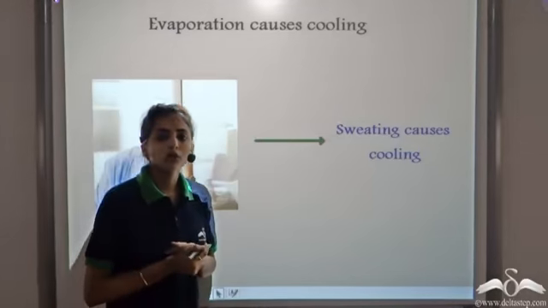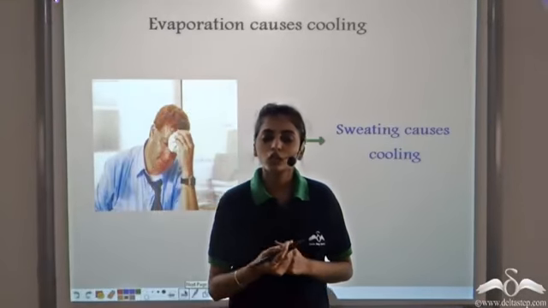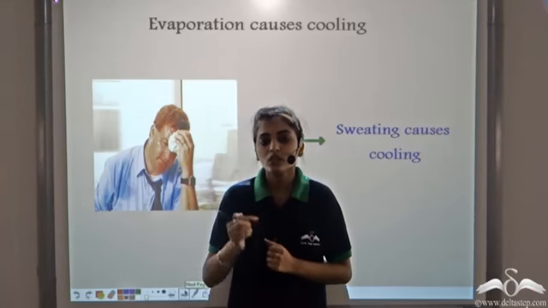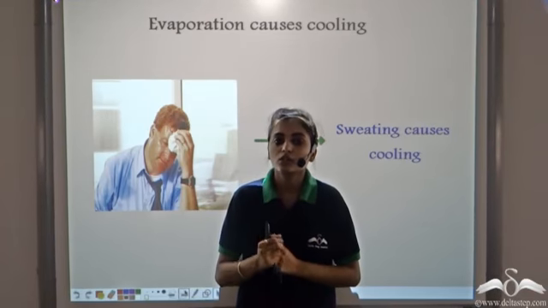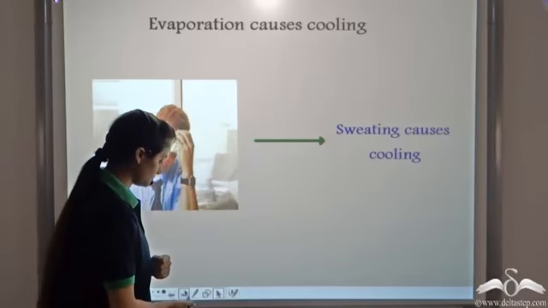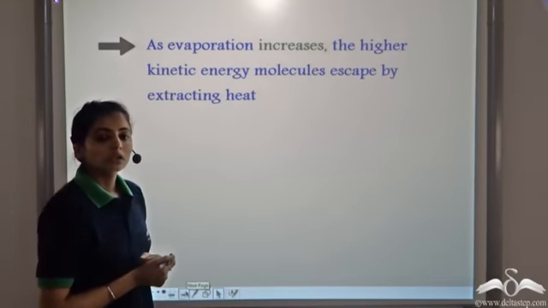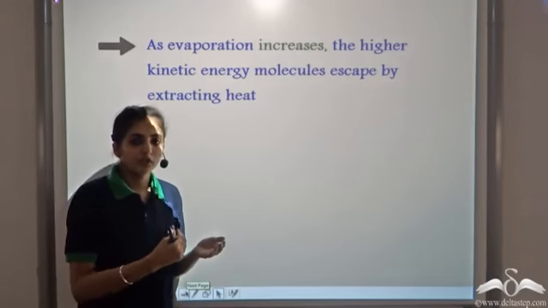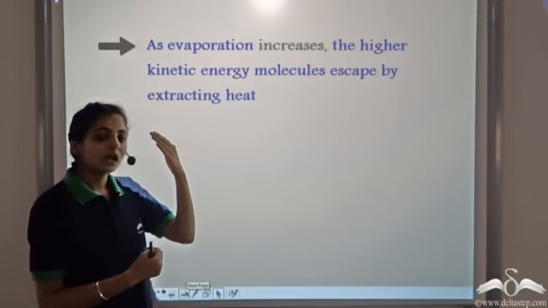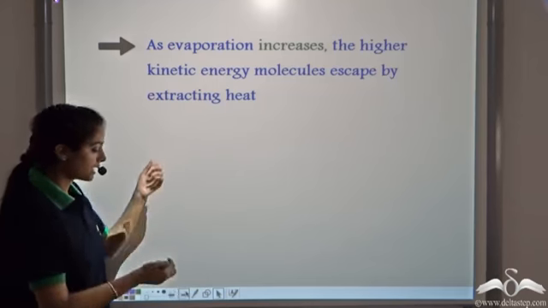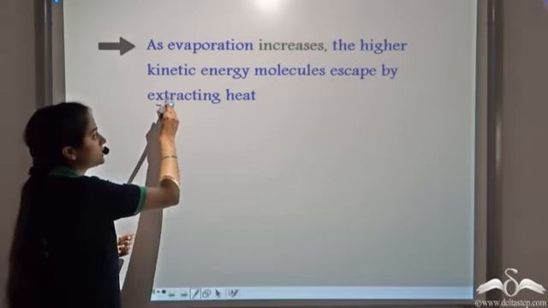Let's now see how evaporation causes cooling. You must have observed that at times when you are sweating and you sit in front of the fan, you experience a cooling effect. So sweating causes cooling. How is it taking place? Let's see. We know when sweat evaporates, that is when you sit in front of the fan, the sweat evaporates. As it evaporates, the higher kinetic energy molecules escape by extracting heat.